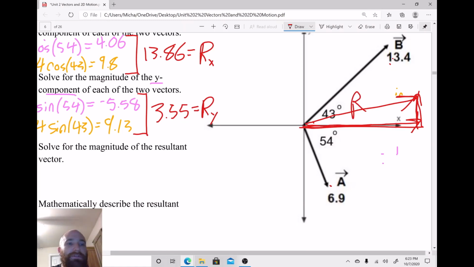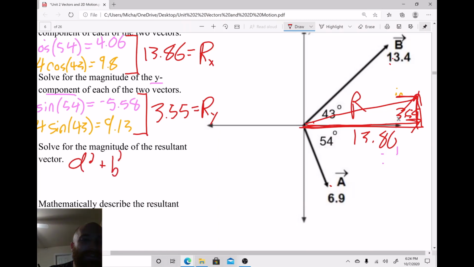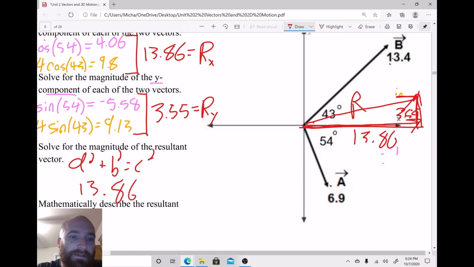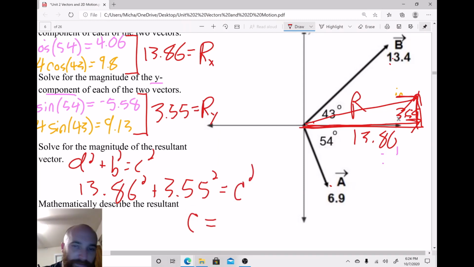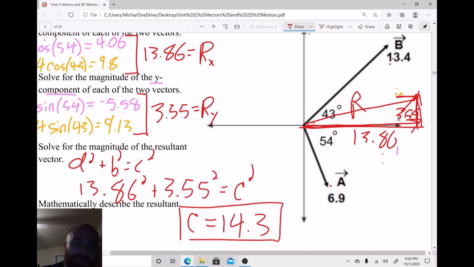And the last thing we need to do is solve for the magnitude of that. Well, we have a way of doing that because we know that these two components are 13.86 and 3.55, and we have a right triangle, which we love in physics because it lets us do Pythagorean theorem. 13.86 squared plus 3.55 squared equals c squared, and you get c is equal to, I'm just going to jump to the end there, 14.3, the magnitude of the resultant.